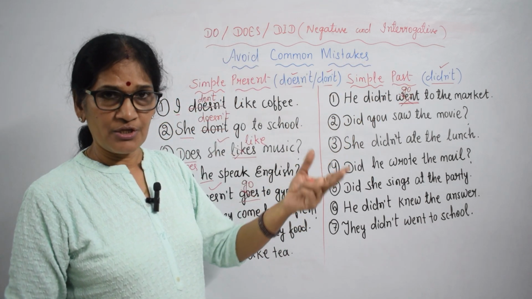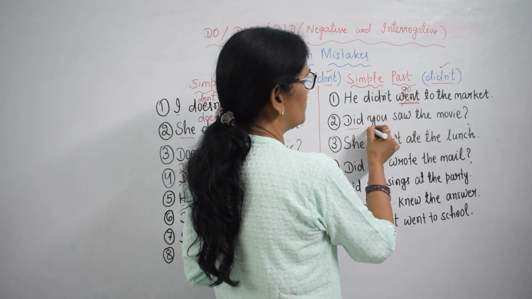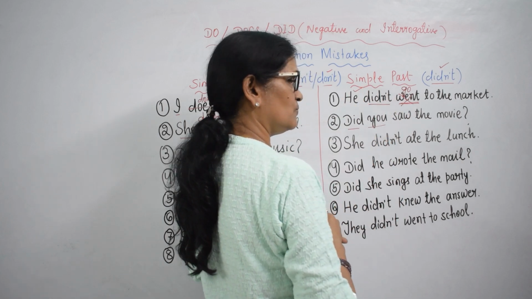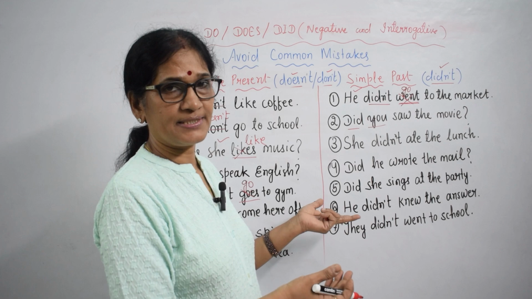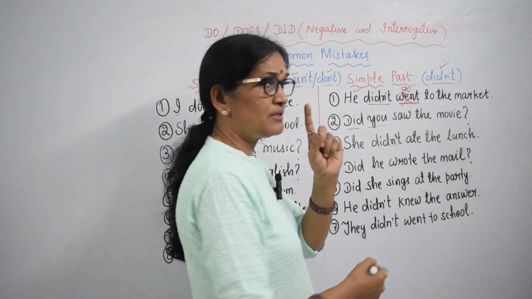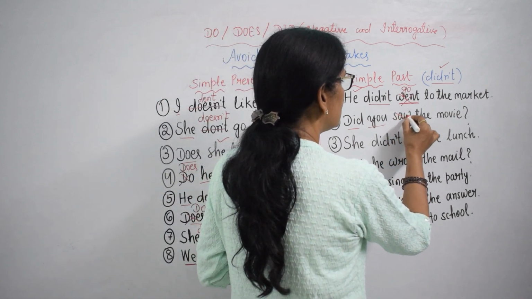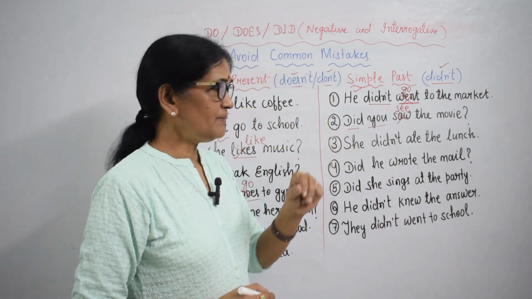"Did you saw the movie?" This is how did agrees with you. Didn't agrees with he. All kinds of subjects agree with did, didn't. Did you saw the movie? The main verb must be in the base form. So instead of saw, see. Did you see the movie?